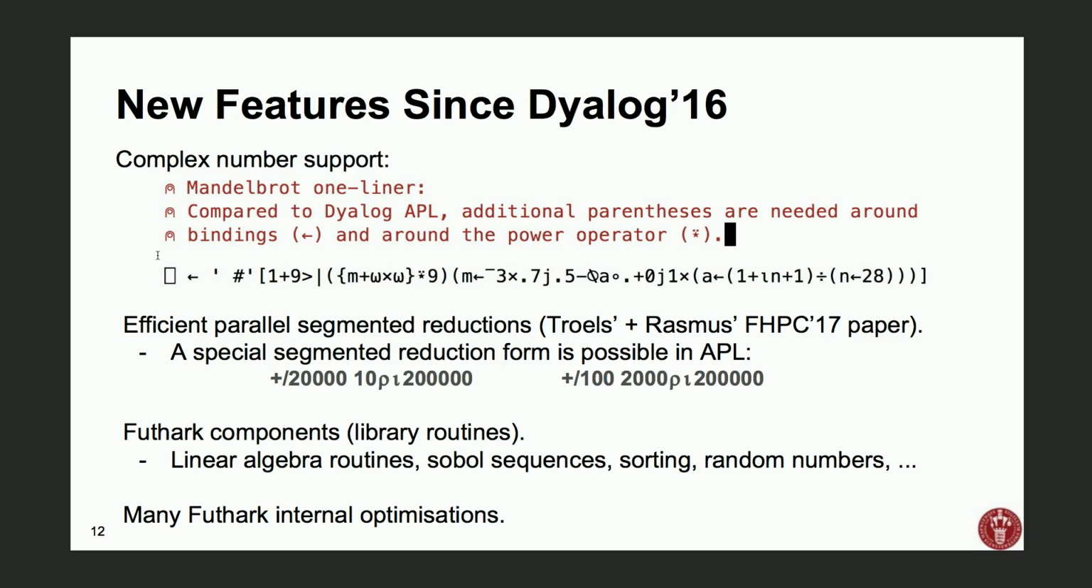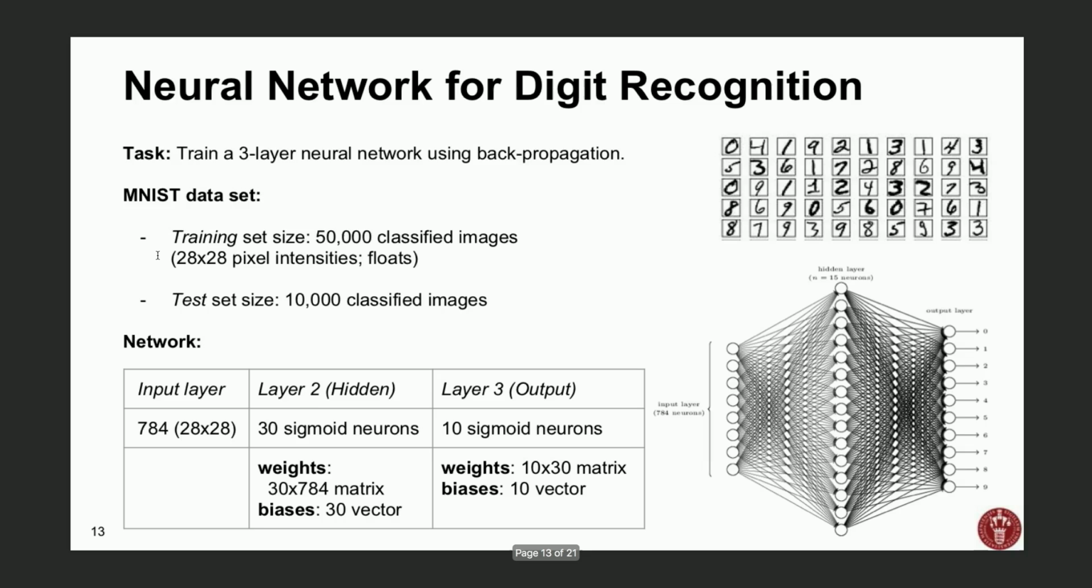There are also lots of Futhark components being developed over the last year that we can also use in APL programming: random number generators, Sobol sequences, and so on. So we hope to link to linear algebra routines and so on. And then many Futhark internal optimizations.